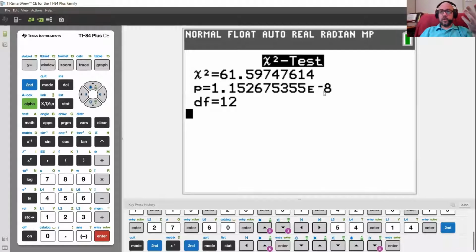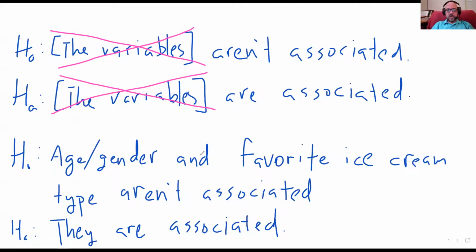That makes us want to reject our null hypothesis and think that the two variables are related to each other. Our null hypothesis was that age, gender, and favorite ice cream type are not associated. They are independent, is the null hypothesis. And we think that's not true. We think they are associated with each other and that they are not independent, that they're dependent, that favorite ice cream type depends on whether you are an adult or a child, and or whether you are male or female. That's our conclusion.